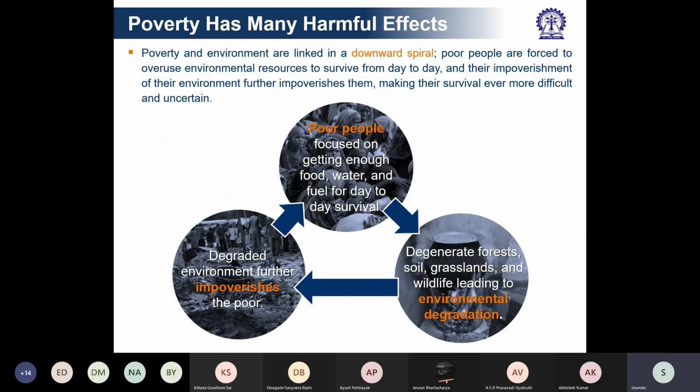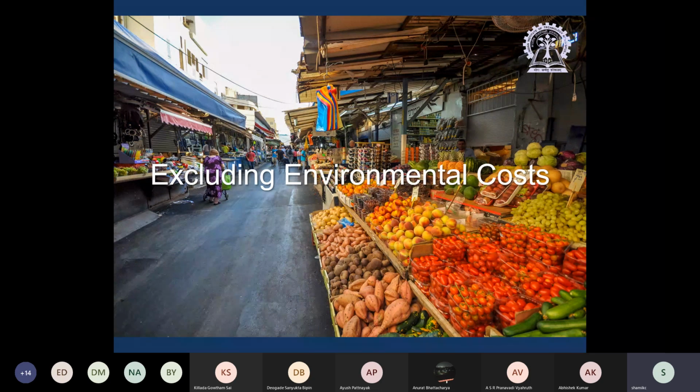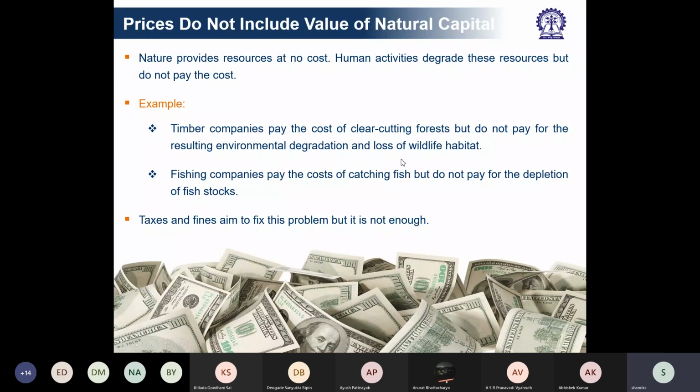Next we will be talking about excluding environmental costs from the market price of goods and services. So what do we mean by that? First and foremost, companies use resources to provide goods for consumers, but they are not required to pay for the harmful environmental costs of supplying such goods. For example, fishing companies pay the cost of catching the fish, but they never pay for the depletion of fish stocks.